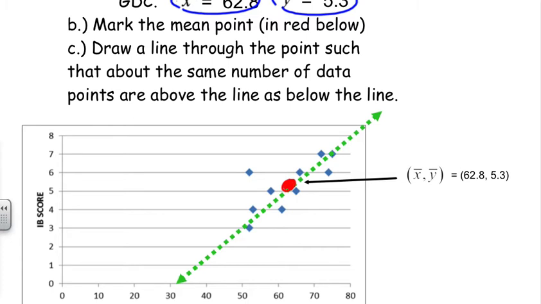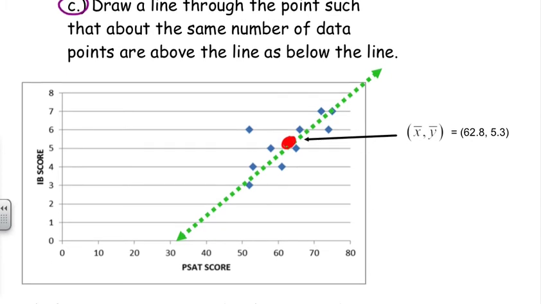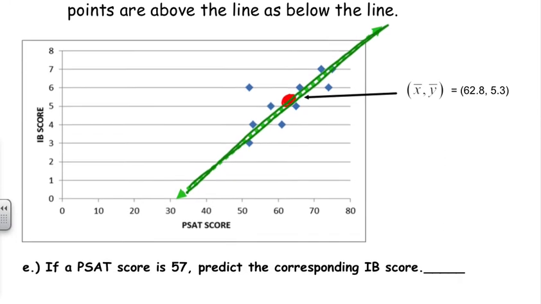Then you want to draw a line, this is step C now. Draw a line through the points such that you have about an equal number above that line and below that line. So then I just have this line of best fit, kind of just using my eye, but I want to make sure I go through that mean point. This is what we call our line of best fit.